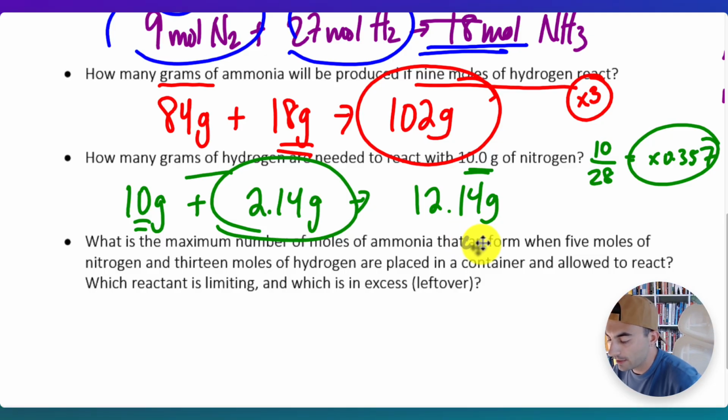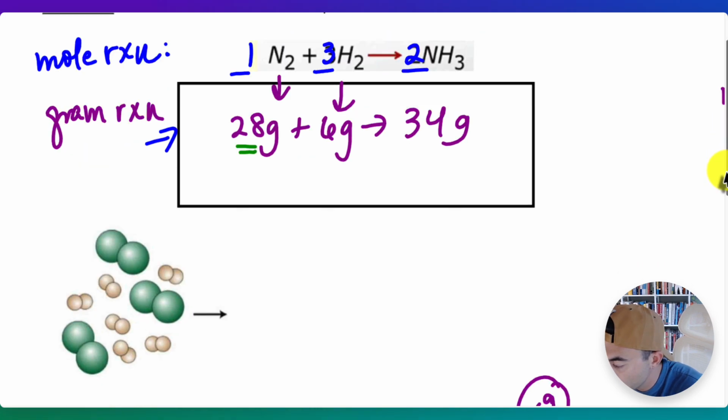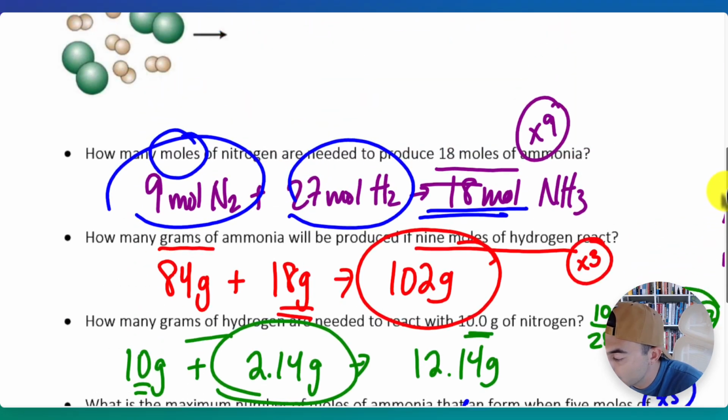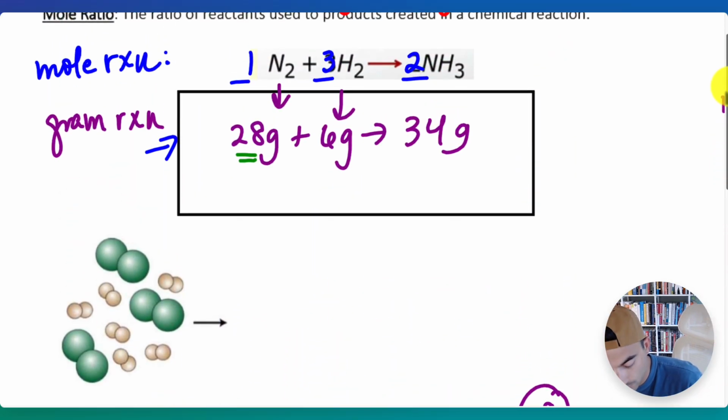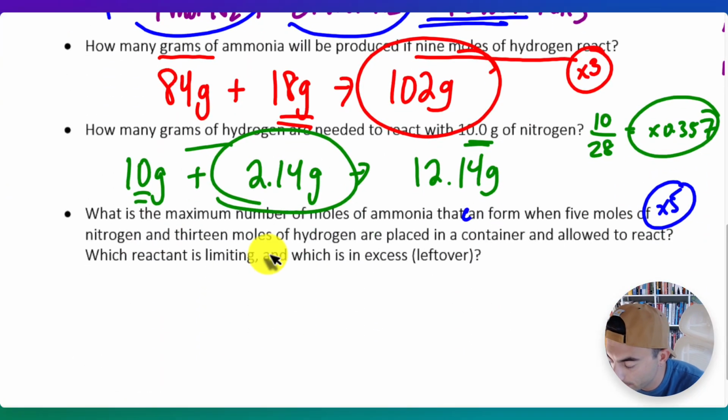And then our last question, what's the maximum number of moles of ammonia that can form when 5 moles of nitrogen and 13 moles of hydrogen are placed in a container allowed to react? So they're giving us amounts of each reactant. We have to see how each of them scale and then compare the scales. So 5 moles of nitrogen, each time my reaction runs, it uses 1 mole of nitrogen. So that's going to scale up by 5. If I have 13 moles of hydrogen, each time this reaction runs, it's using 3 moles of hydrogen. So that's scaling it by 4.33 repeating.